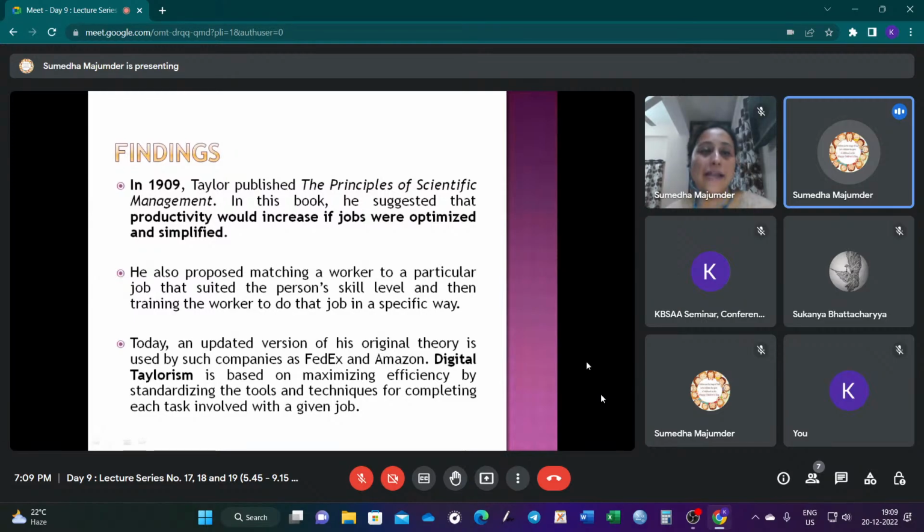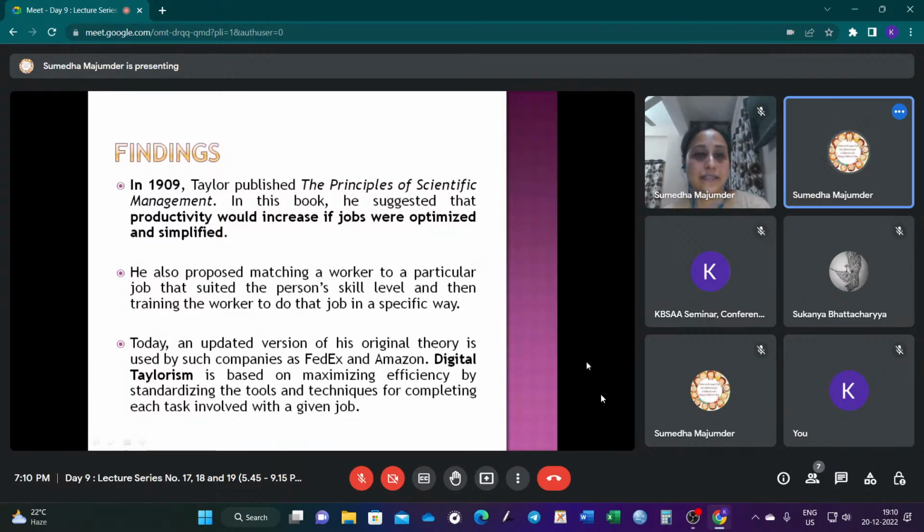Then we are moving towards the findings of this scientific thought of management. Because we know that in our exam pattern we have to face the MCQ pattern, each contributor's name, the year of development of the thought, and the basic findings of any thought or approach are very, very important from the exam point of view. So in these findings, I have already mentioned that in 1909, Taylor published his Principles of Scientific Management.